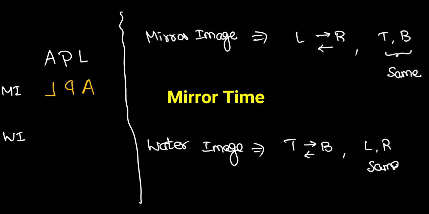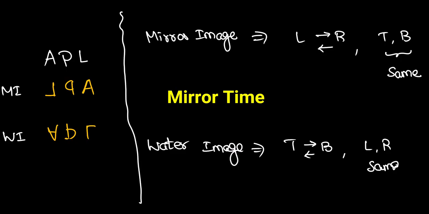The water image: the left side should be A only, but top should be... L will be like this. P will be like this. The semicircle is on the right; now also it should be on the right, but it's on top, so now it should come to the bottom. This is the entire mirror image and water image concept actually.